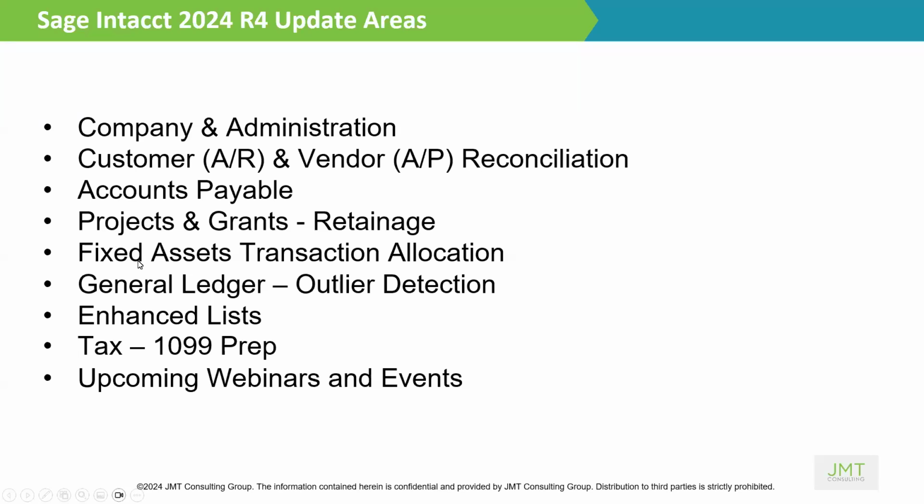Updates in fixed assets, the big one being transaction allocation, so we can allocate depreciation across multiple dimensions. We have a general ledger outlier detection tool. This was released earlier, but we'll go through some benefits of this and how this works. We'll talk about the enhanced lists that you're starting to see throughout Intacct in beta mode.